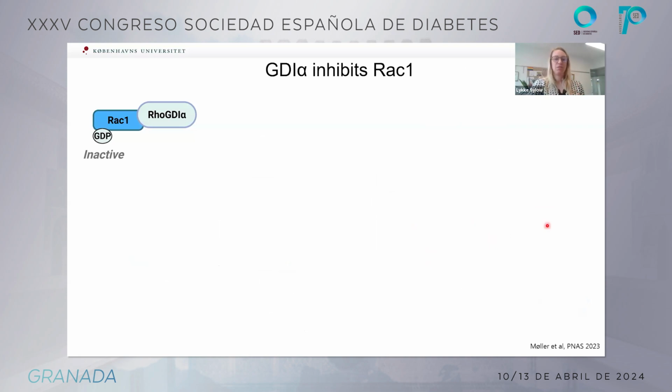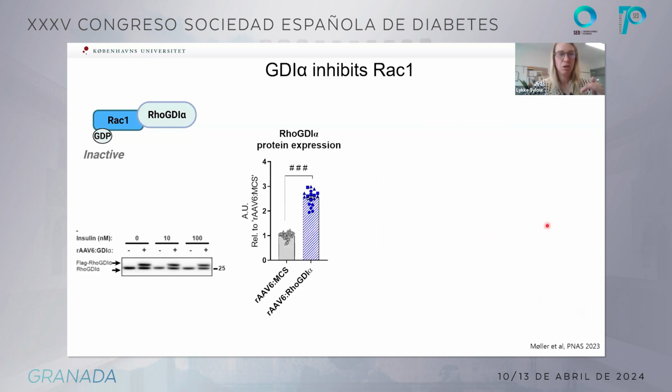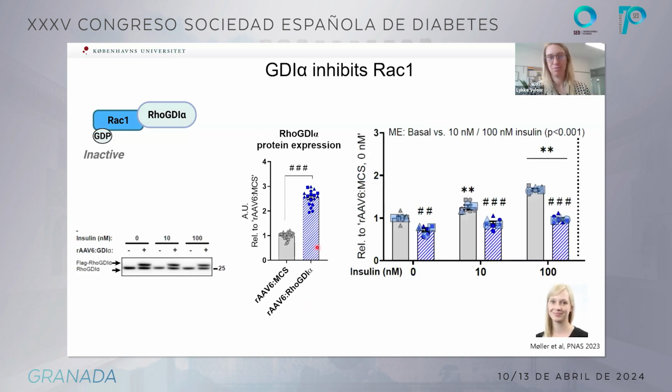And if we did the opposite, if we overexpressed this protein, GDI alpha, in the skeletal muscle, we saw an inhibition of insulin-induced RAC1 activation. So for us, this really suggests that we find sort of a new signaling node in response to insulin that initiates the activation of RAC1.